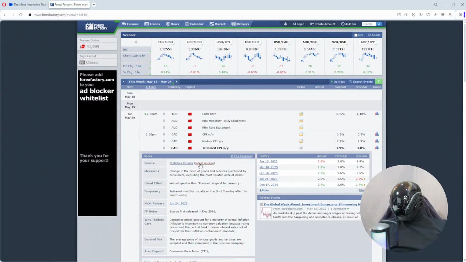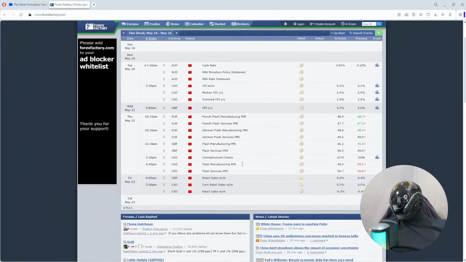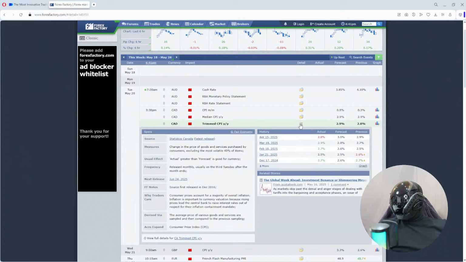It comes from Statistics Canada, latest release. There we go. What does it measure? The change in price of goods and services. So if you buy something, the value of that thing is going to rise, because demand is rising, supply is lowering, and the price goes up. So you can get a little bit more on your own terms, at your own speed. Read what a trimmed CPI is, by the way.